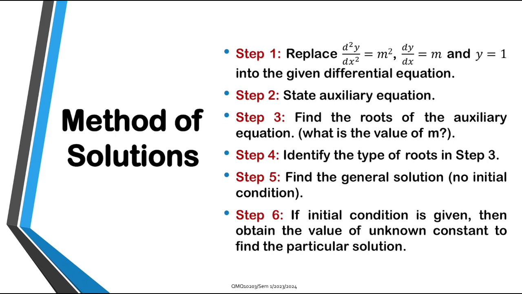Step number 4, identify the type of root, whether you get case 1, case 2, or case 3. After you have identified the type of root, now you can find the general solution, step number 5. And lastly, step number 6, if the initial condition is given, you can obtain the unknowns by substituting the values. So you get a particular solution.